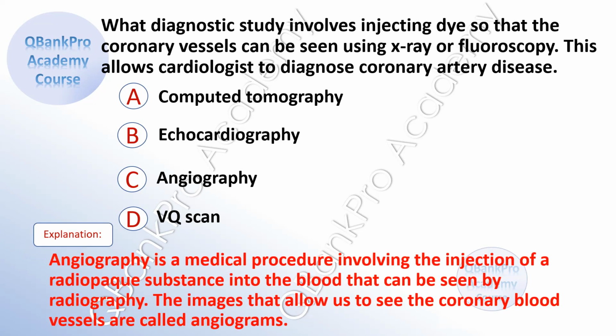The correct answer is C. Angiography. Explanation. Angiography is a medical procedure involving the injection of radio-opaque substance into the blood that can be seen by radiography. The images that allow us to see the coronary blood vessels are called angiograms.